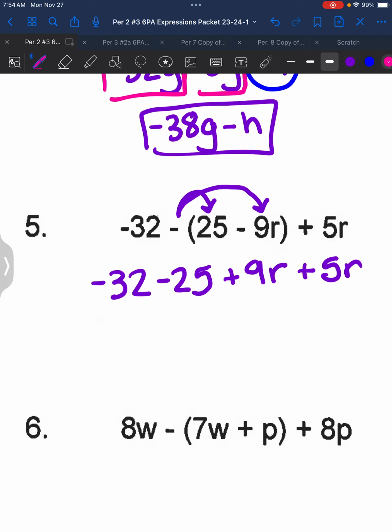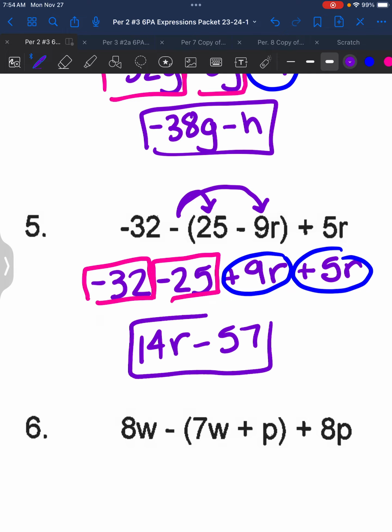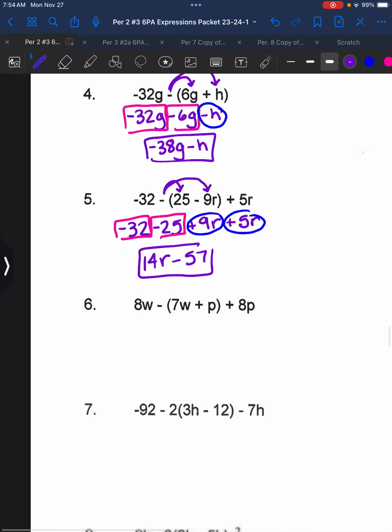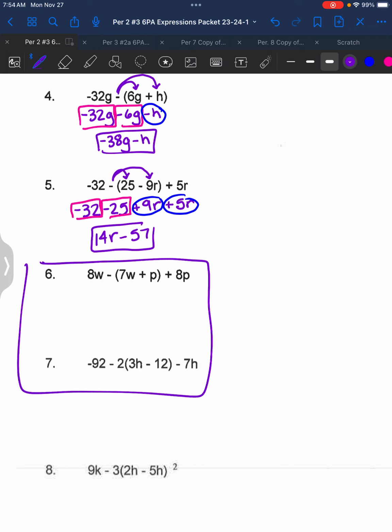All right, so let's find my like terms. These guys are my constants. Those are going to have to go last. And then I have r terms. The variable needs to go first, so my r terms are going to go at the beginning. 9r plus 5r is 14r. -32 plus -25 is -57. All right, that's my answer. Go ahead and try 6 and 7. Pause the video, and when you're ready to check your answers, come back.